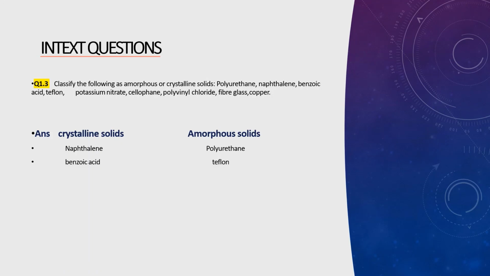Then benzoic acid is crystalline, Teflon is an amorphous solid, potassium nitrate is a crystalline solid, cellophane is an amorphous solid, and copper. You can ask me, ma'am, how copper is a crystalline solid. Just now I discussed that in crystalline solids, metallic bond also exists. So copper will have a metallic bond. That's why it also comes under crystalline solid. And in amorphous, polyvinyl chloride and fiberglass. Also we have discussed that quartz is a crystalline solid, whereas fiberglass is amorphous. So this much is for today.